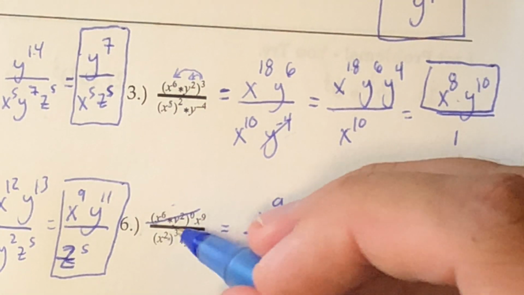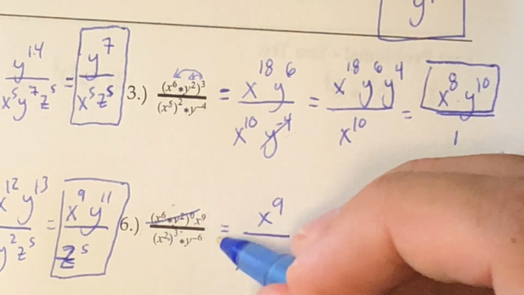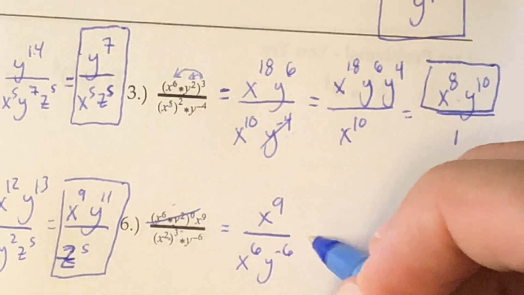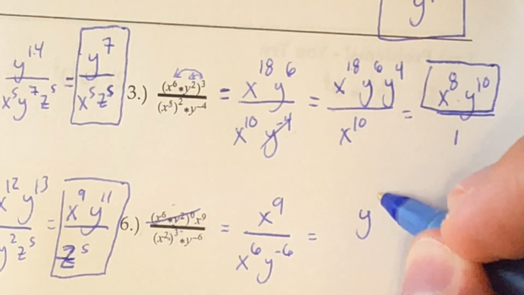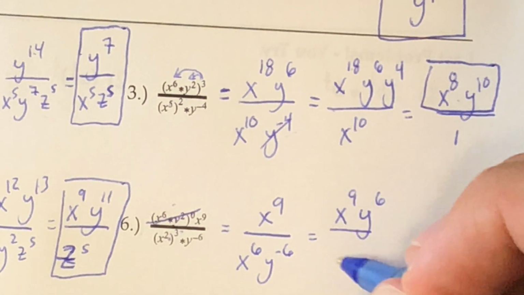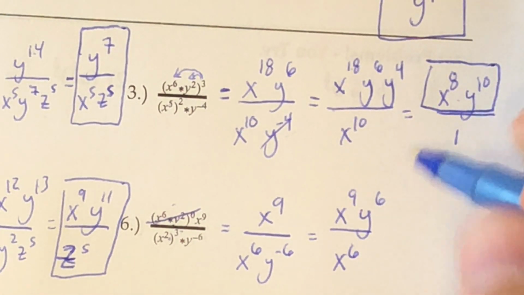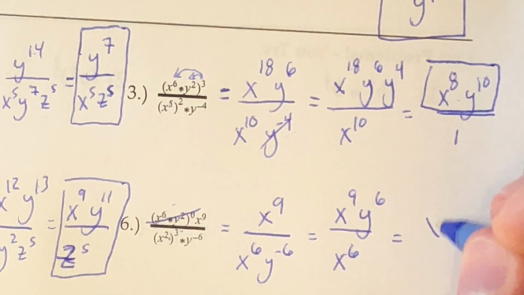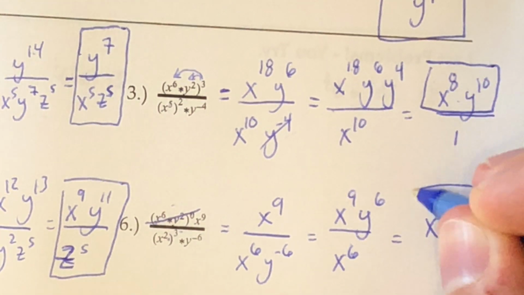We have 2 times 3 here for our x's, so x to the 6th. And then we have y to the negative 6. So let's bring that y up top. And then we've got a quotient rule with our x's. 9 minus 6 is 3. So we have x to the 3rd, y to the 6th.